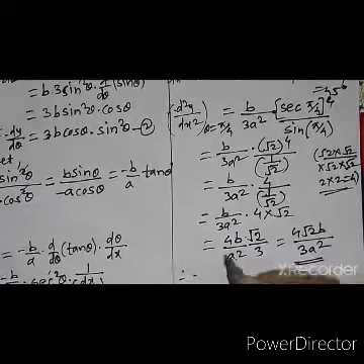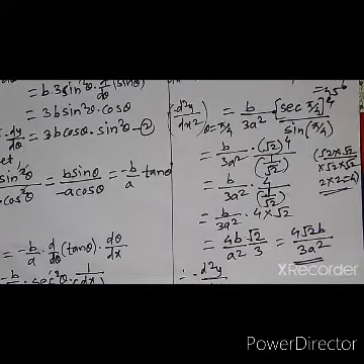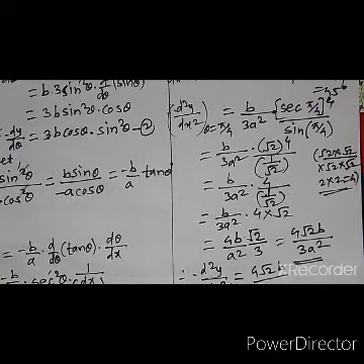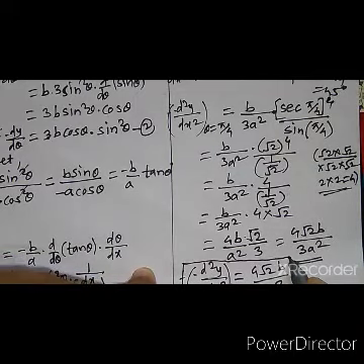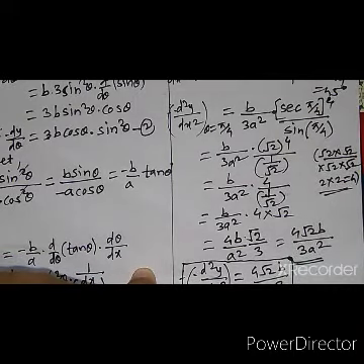Therefore here we got d2y by dx square is equal to 4 root 2 b upon 3a square at theta is equal to pi by 4. So this is the second order derivative of the given functions.